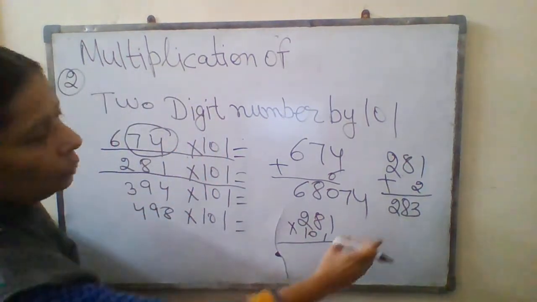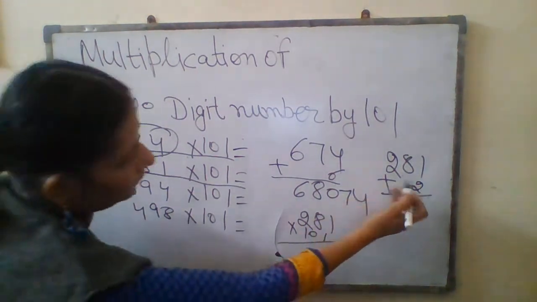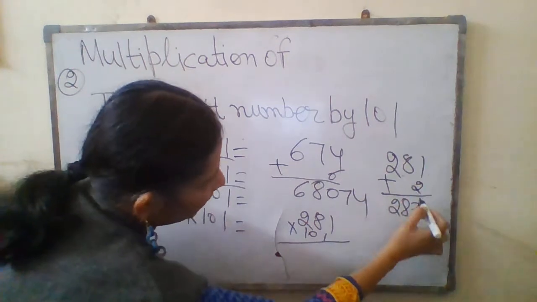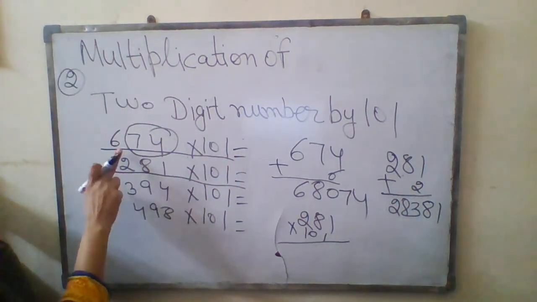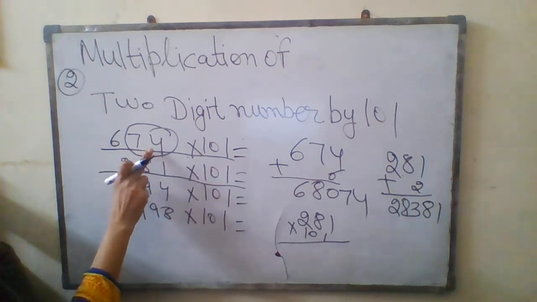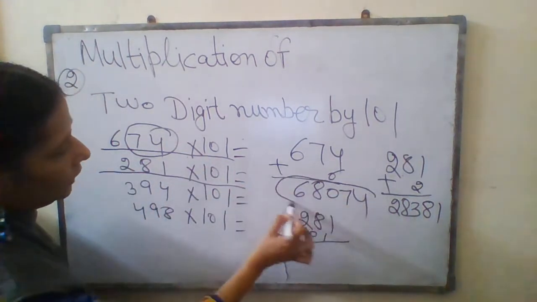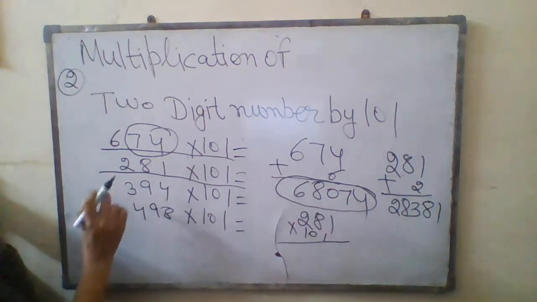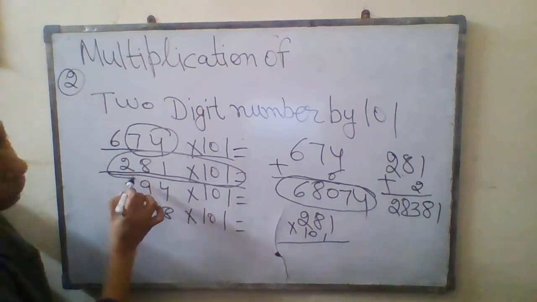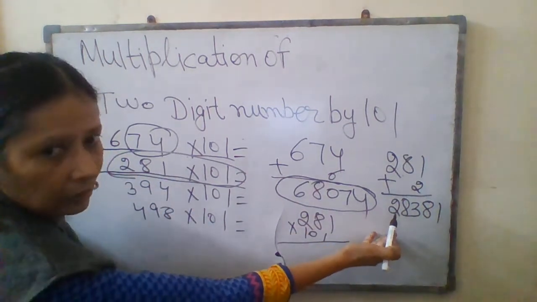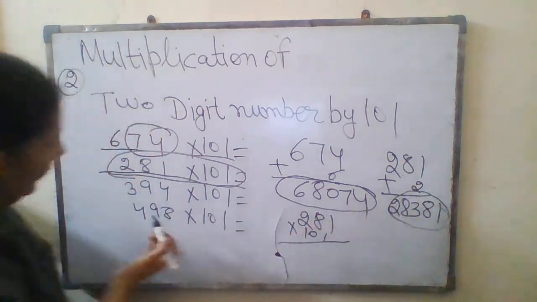Okay, now you have got 283 here, and you see what the last two numbers are here. This 81 is the last two numbers. Okay, so when you multiply 674 by 101, you will get this. And when you multiply 281 by 101, I have told you here how you have to do that. You will get it like this.